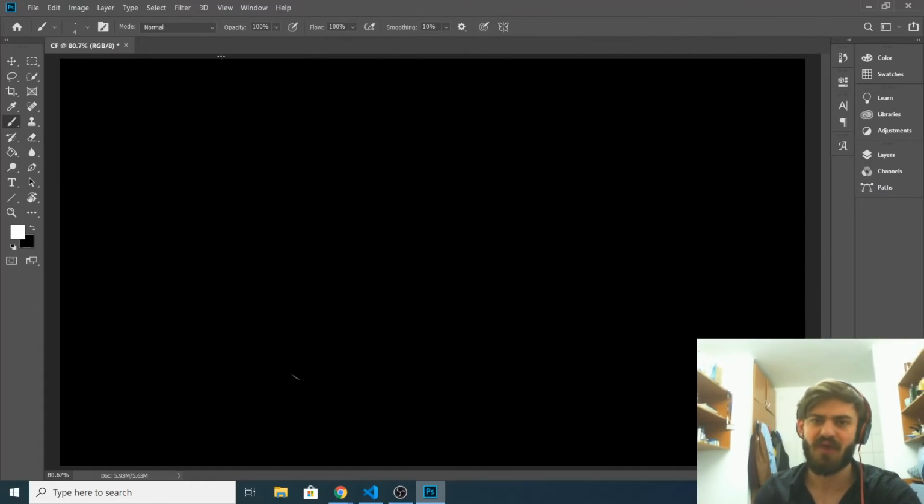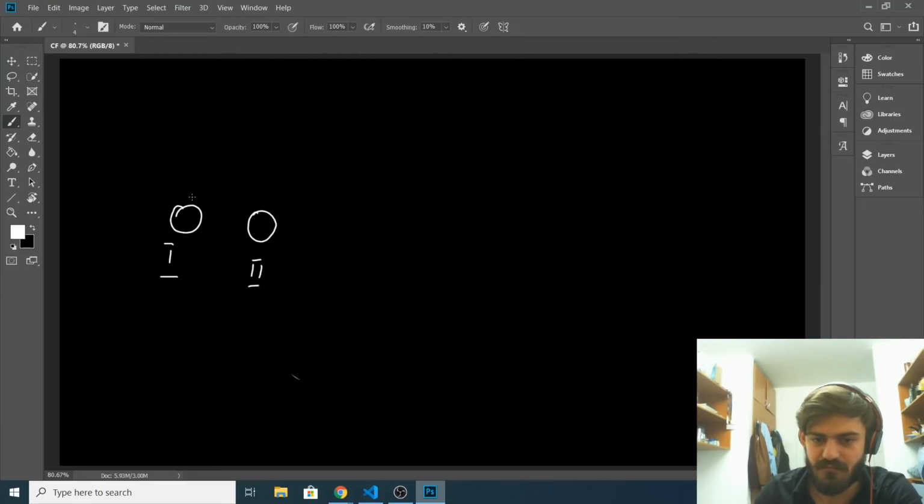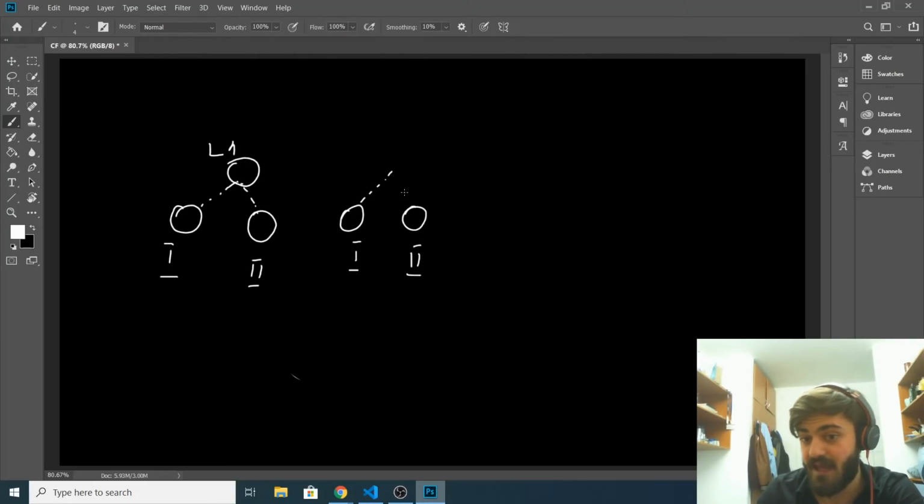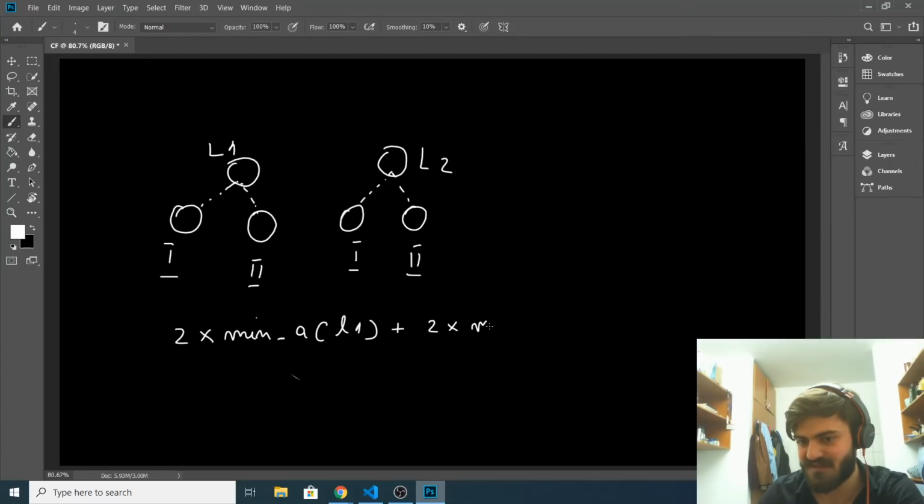It's super simple. You have to think about this. Let's say this is node 1. This is node 2. And I pick them together. They are going to have some LCA, right? Let's call this LCA 1. Let's say this was the other node of the first type and this was the other one of the second type. They are going to have another LCA. Well, if I pick them in pairs, I'm going to pay 2 crossed min A of LCA 1 plus 2 crossed min A of LCA 2, right?